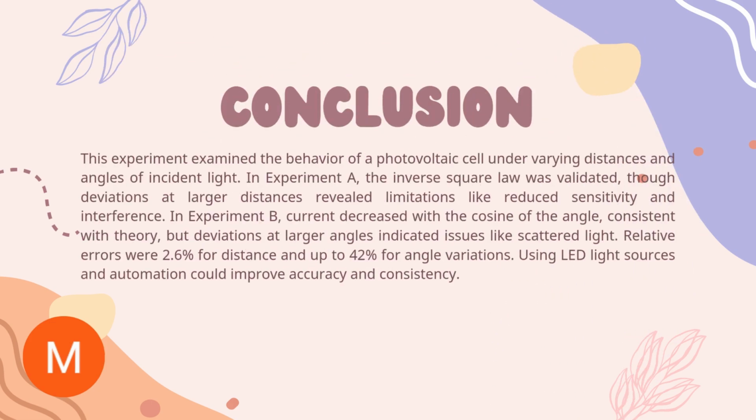In conclusion, this experiment examined the behavior of photovoltaic cells under varying distances and angles of incident light. In experiment A, the inverse square law was validated, though deviation at larger distances revealed limitations like radiation sensitivity and interference. In experiment B, current decreased with the cosine of the angle, consistent with theory, but deviation at larger angles suggested issues like scattered light, with relative error of 2.6% for distance and up to 42% for angle variation. Using an LED light source and automation could improve accuracy and consistency.